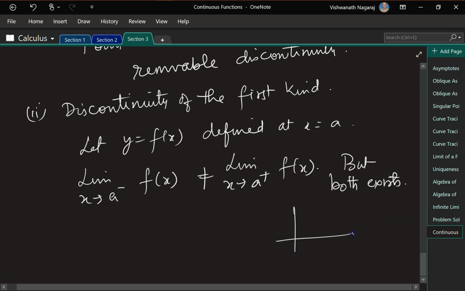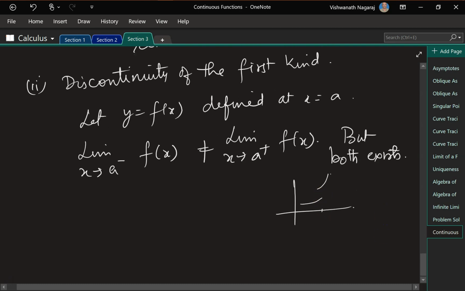So here the curve is going like this. From here to here it goes, and then suddenly it jumps to here and then continues. So here the limits exist, but they are not equal to each other.